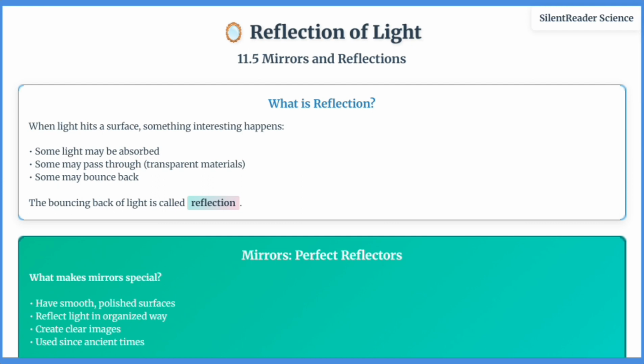When light hits a smooth surface like a mirror, it bounces back in an organized way. This is called reflection. Mirrors have smooth, polished surfaces that reflect light in a way that creates clear images. In Activity 11.6, we investigate mirror images using plane mirrors. We discover that mirror images are the same size as the object, appear to be located behind the mirror at the same distance as the object is in front, and are upright.